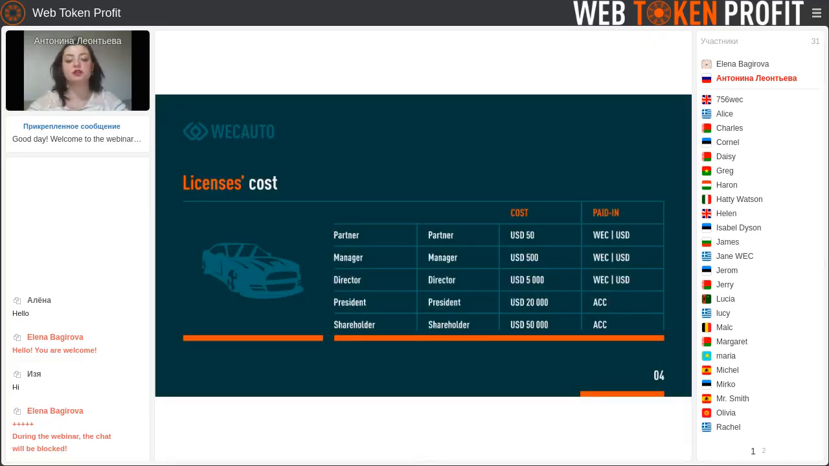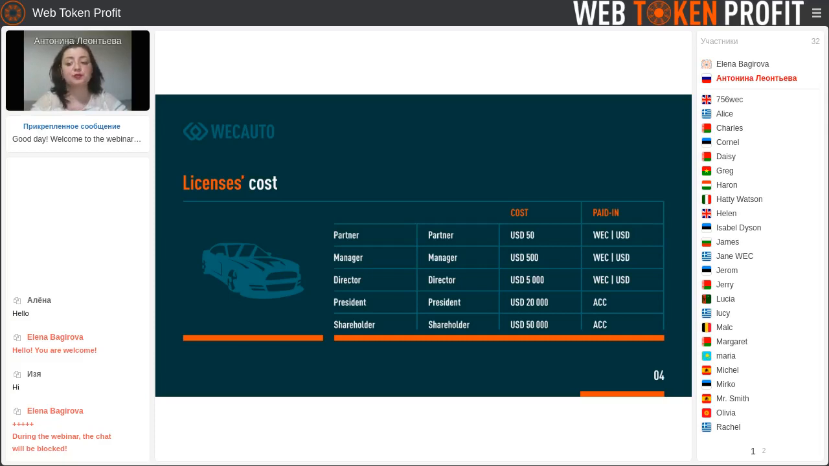Next, license cost. A license is once again bought only in WEC or ACC coins. Nowadays we have only 5 types of license: partner, manager, director, president and shareholder. And we can see how much they cost: 50, 500, 5000, 20000 and 50000 dollars, paid in WEC or in ACC. The cost of license and limits of capabilities of each license are important to know. Please, when you start working in this project, carefully learn all license costs and what they can do.